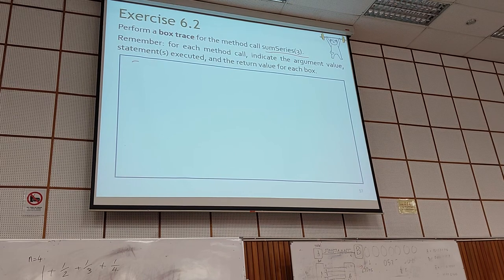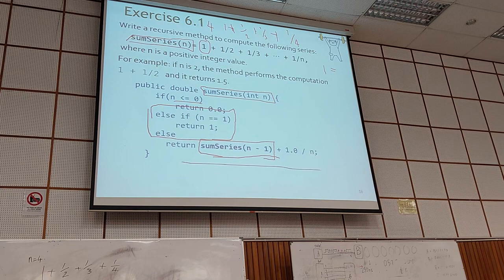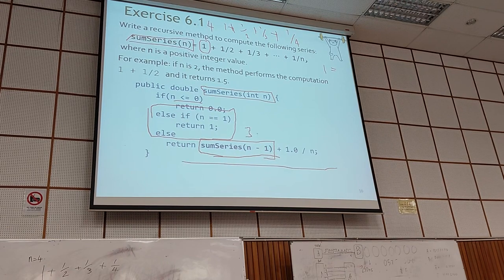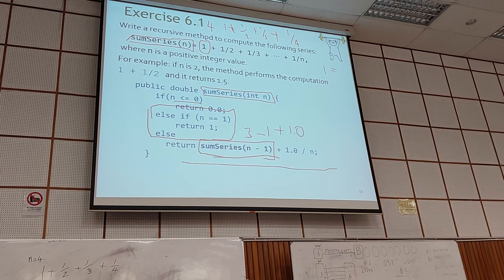Now we have sum of 3. So now if my n value is equal to 3, what do I do? Sum value is 3. What is my return function? My return function is this. Write the whole thing in. So sum series of 3 minus 1 plus 1.0 divided by n, where n value is 3. Alright, see that? That's what we're going to do here.